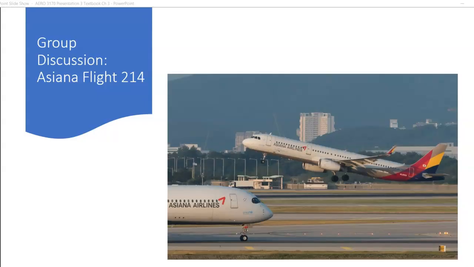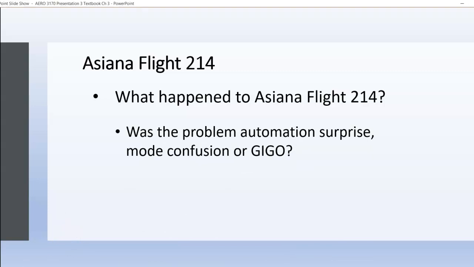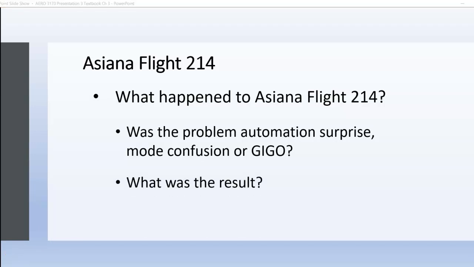And if you tell them to do something stupid, they will do something stupid. A good example that illustrates the problems that can occur between humans and automation is Asiana Flight 214. So what happened to Asiana Flight 214? Was the problem automation surprise, mode confusion, or garbage in, garbage out? And finally, what was the result? Asiana Flight 214 crashed short of the runway in San Francisco.